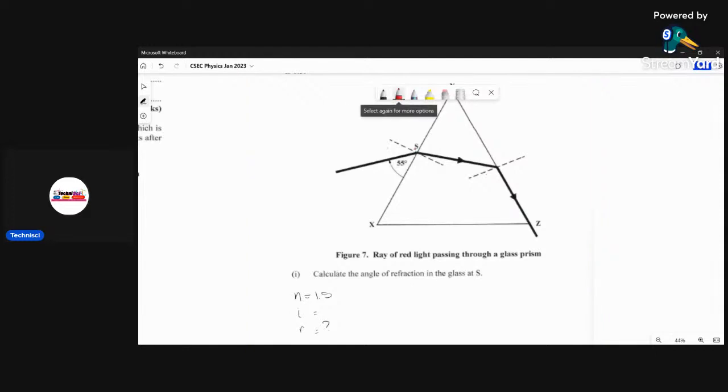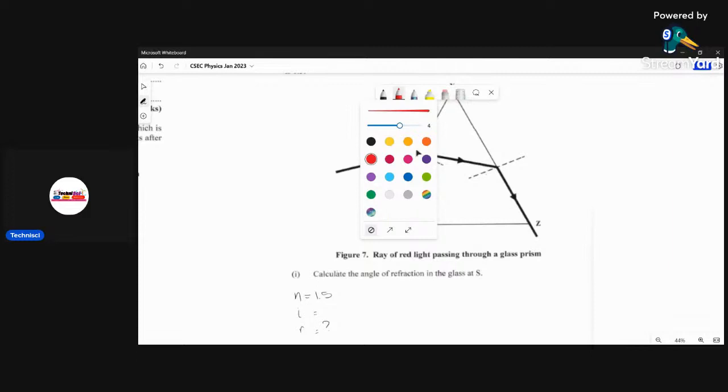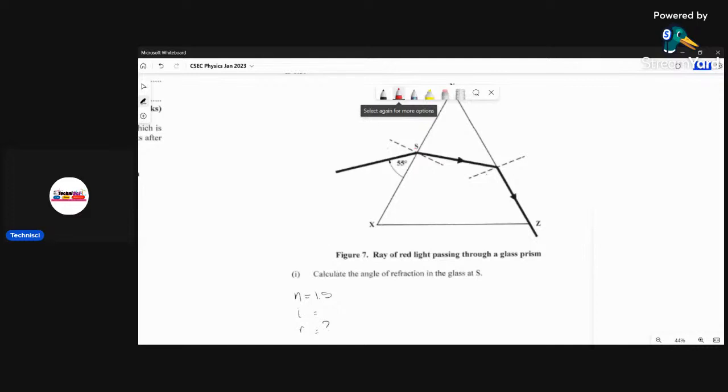Let me get my red ink in the meantime. Let me make it a little bigger. Ah, yes, Casey. Has to be the normal. So it must be measured between the ray, and this is our ray here, and the normal. So your angle of incidence would actually be right here. So this 55 is a trick.